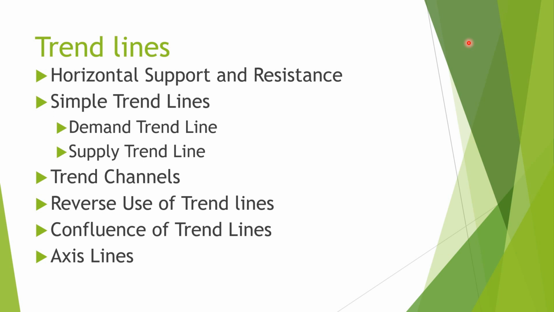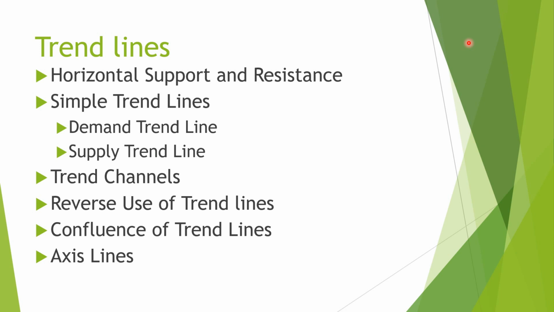First part of market structure is trend lines. There are different parts included in trend lines. I had covered basic portion on trend lines earlier. We are going to cover more details on trend lines now, right from beginning. We will consider all these things in trend lines, which include horizontal support and resistance, as well as simple trend lines. Simple trend lines means sloping lines where we have support line. It is also called as demand trend line, or resistance line, which is also called as supply trend line.